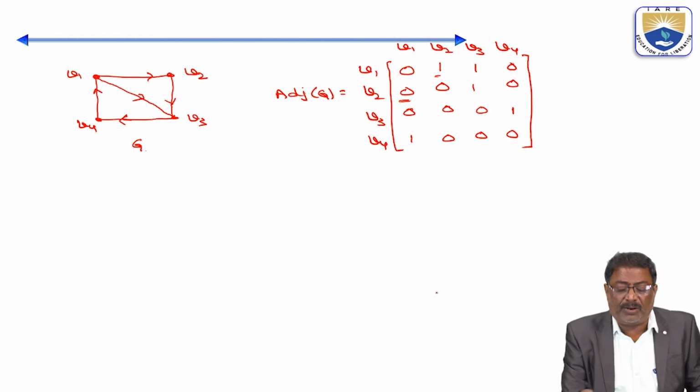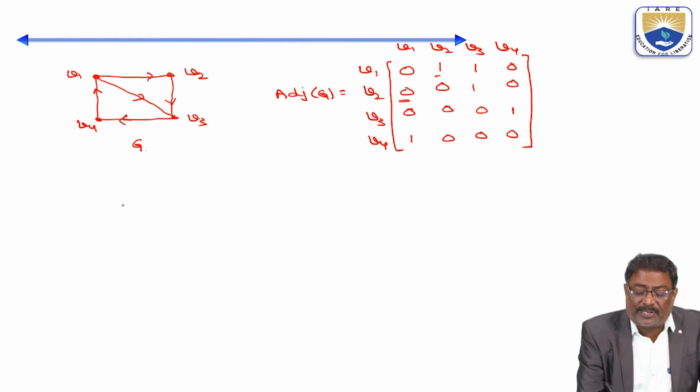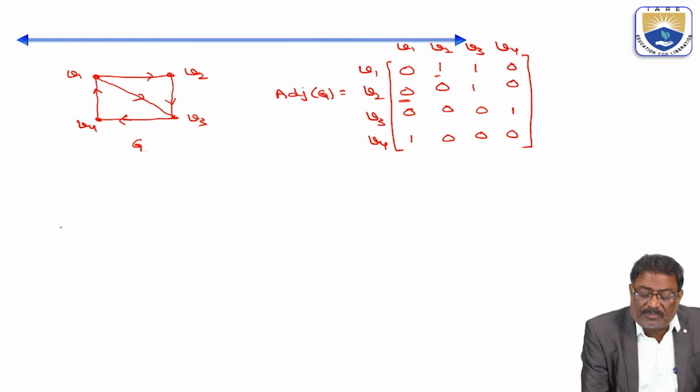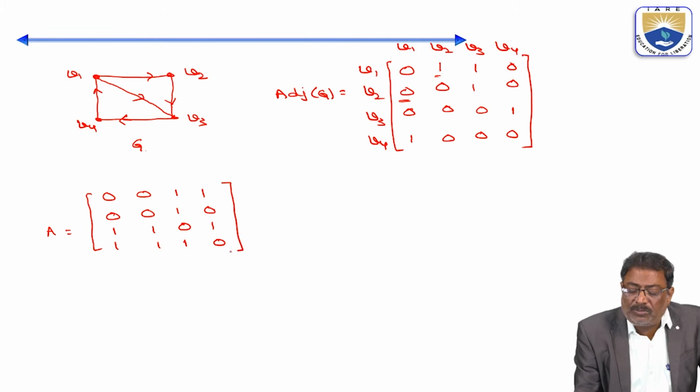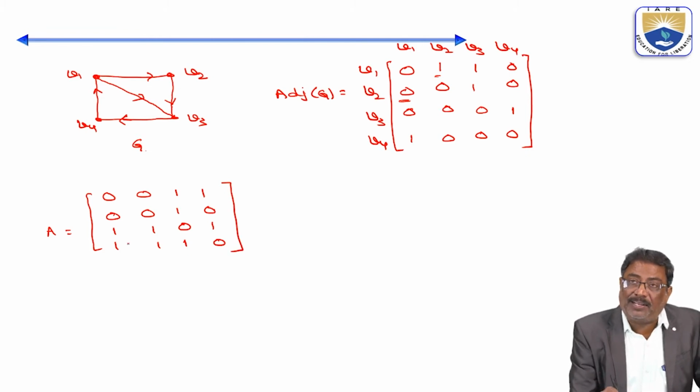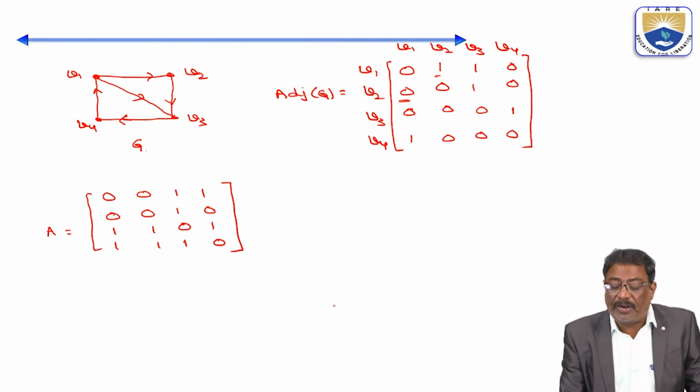Suppose one adjacency matrix is given for a directed graph, and we are going to construct the corresponding graph. It is given as 0, 0, 1, 1; then 0, 0, 1, 0; then 1, 1, 0, 1; then 3 ones and a 0. This adjacency matrix is given. Now we are going to find its corresponding directed graph.